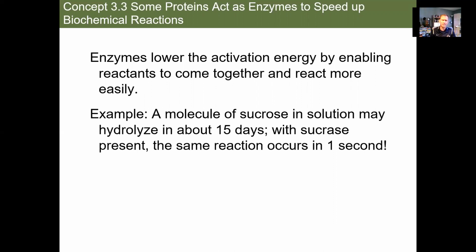This gets really complicated, and we'll talk more about that later when we talk about DNA expression and enzymes. But here's an example: the sugar molecule in solution, just in water, like my tea drink cup. If I left it in there at standard conditions, one molecule might hydrolyze in 15 days, breaking down into glucose and fructose. But if I put sucrase enzyme in, the reaction will occur in much less time. You need that speed in your cell.